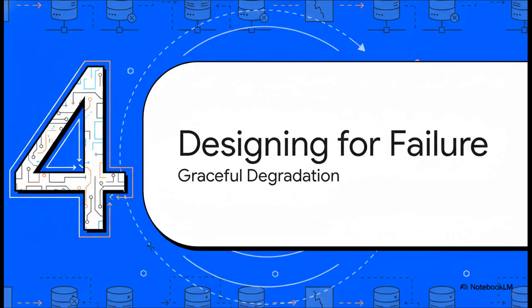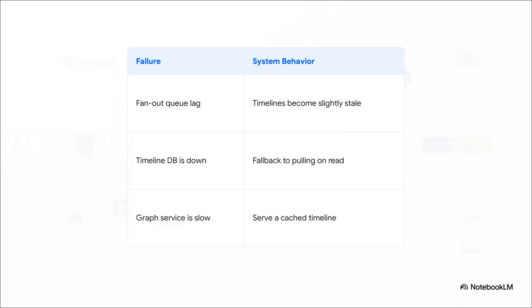But, that's how it works on a good day. What happens when things inevitably go wrong? A truly robust system isn't just about handling scale when things are sunny, it's about how it behaves when parts of it start failing. And this table here shows how they actually plan for things to break without the whole system falling apart. Like if that fan-out service starts getting slow, your timeline just gets a little bit stale. You probably wouldn't even notice.